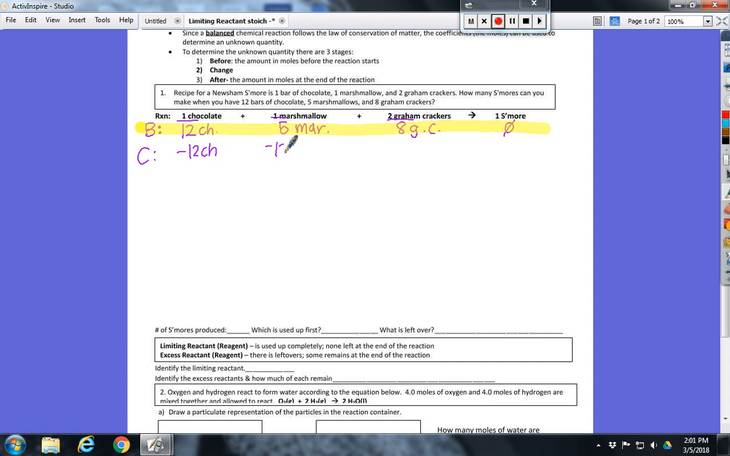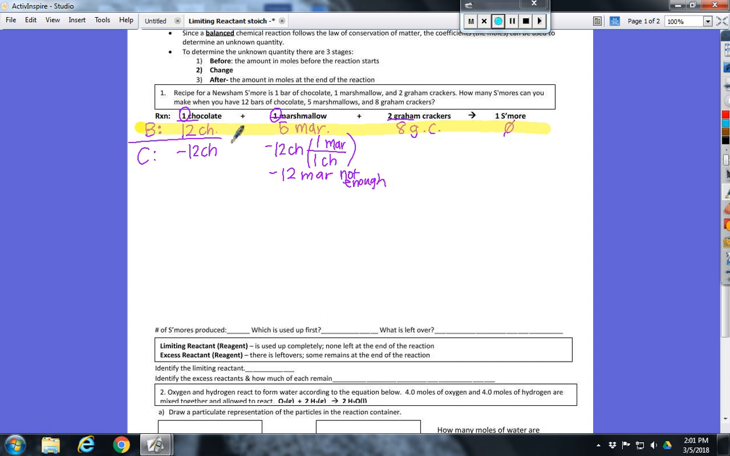So if I'm going to use these 12 chocolates up, I need to know how many marshmallows that is. And I'm going to use what's called my mole ratio that I mentioned in video 1, and that's the numbers in front. So 1 chocolate to 1 marshmallow. That's 1 to 1. 1 to 1 times the 12 means I would need 12 marshmallows for 12 bars of chocolate. Now, do I have enough? I look back at that before. That's why I highlighted it. And I only had 5. So I don't have enough. Not enough.